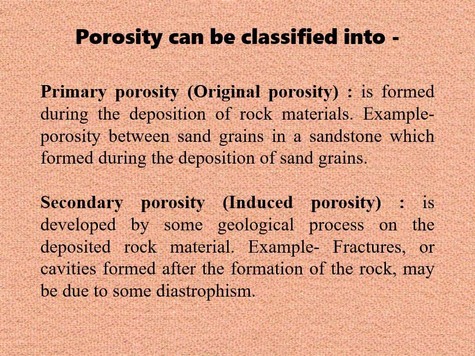Now porosity can be of two types. The first one is the primary porosity, or it is often called the original porosity, that is the pore space present during the deposition of the sedimentary grains. So when the sedimentary grain is deposited, the empty spaces formed within the sedimentary grains are known as the primary porosity. Apart from this, there is secondary porosity, or it is called induced porosity.